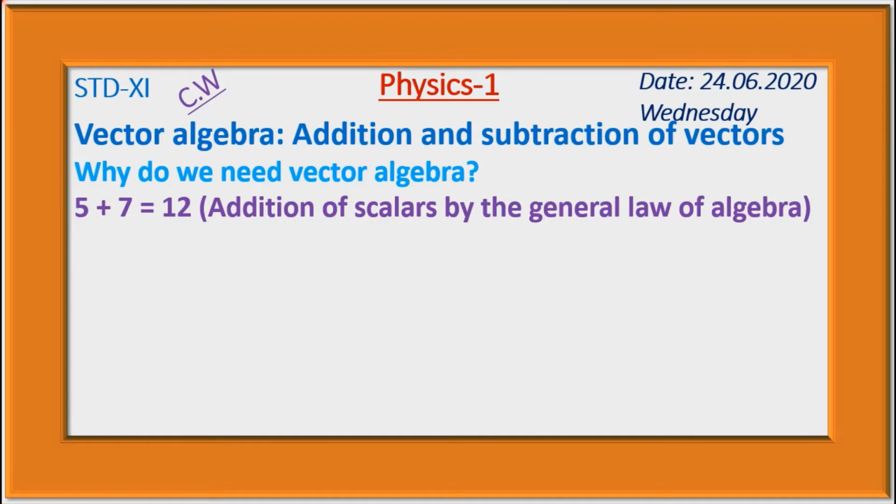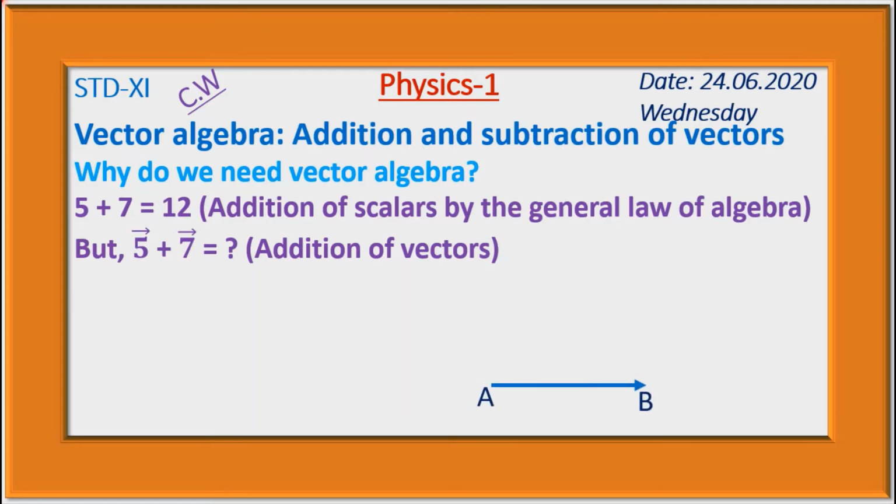Here 5 plus 7 is equal to 12. Addition of scalars by the general law of algebra, we know it, 5 plus 7 is equal to 12. But vector 5 plus vector 7 is equal to what? Addition of two vector quantities. That is, now what will be the result? Here 5 is the magnitude of a vector quantity and 7 is the magnitude of another vector quantity. Now what will be the sum of these two quantities?